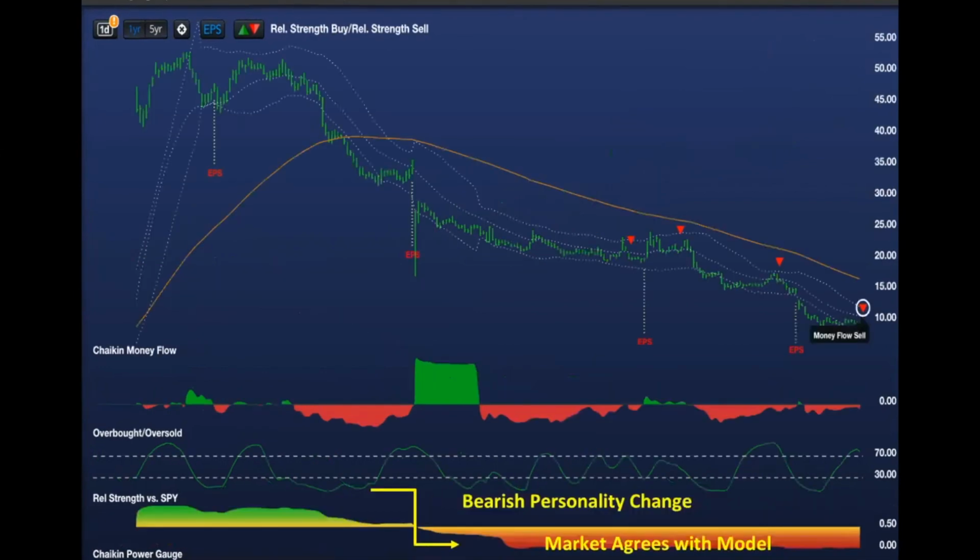Now let's look at a bearish personality change. This is Hertz, the rent-a-car company.